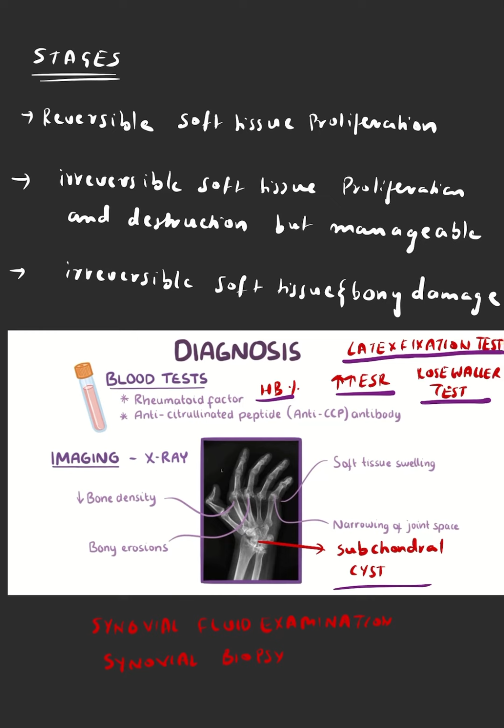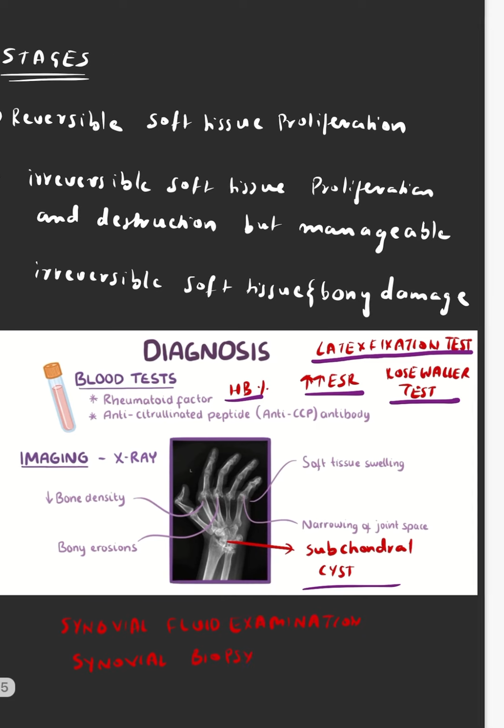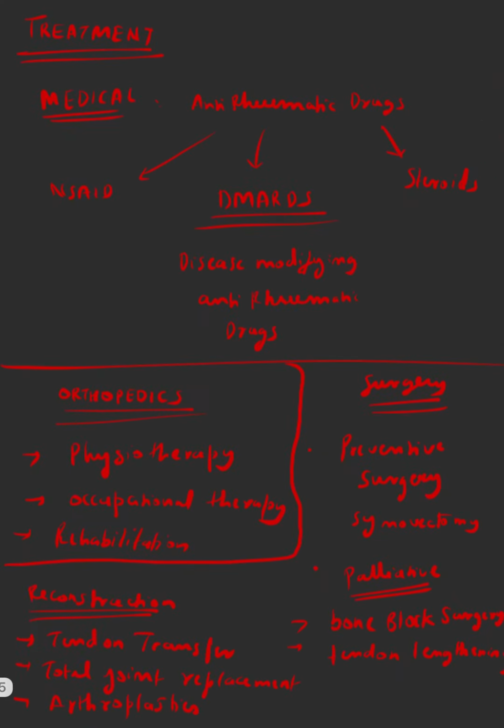Okay. And then imaging is the gold standard. X-rays show decreased bone density, bone erosion, soft tissue swelling, narrowing of joint space, subchondral cysts, etc. And also the basic thing that you'll have to write is whenever there is inflammation anywhere, ESR tends to increase. So increase in ESR, hemoglobin percentage is what we look at, latex fixation test, Rose Waaler test, synovial fluid examination, and synovial biopsy. Basically, the synovium is getting involved. So synovial fluid examination and synovial biopsy is what we do. Okay, simple. And coming to treatment, it is medical treatment, orthopedic related, and surgery related.